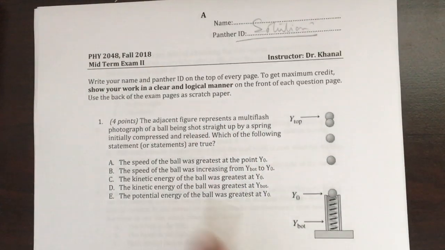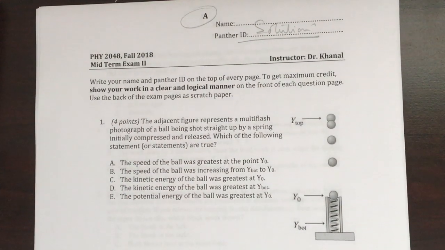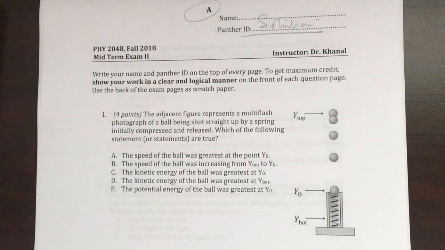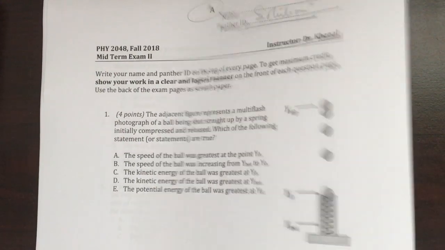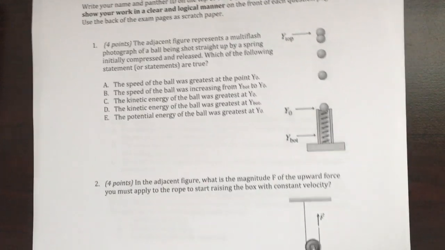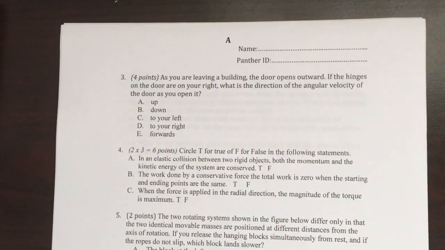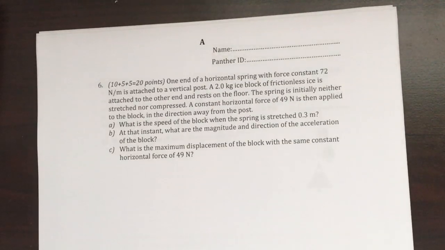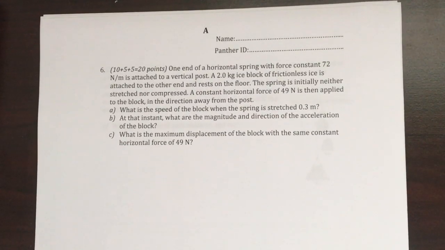So, this is the version A. We had three versions, A, B and C. This is the version A of the exam, which has, as usual, 5 short questions, 1, 2, 3, 4 and 5, total worth of 20. And then we have a long question here.